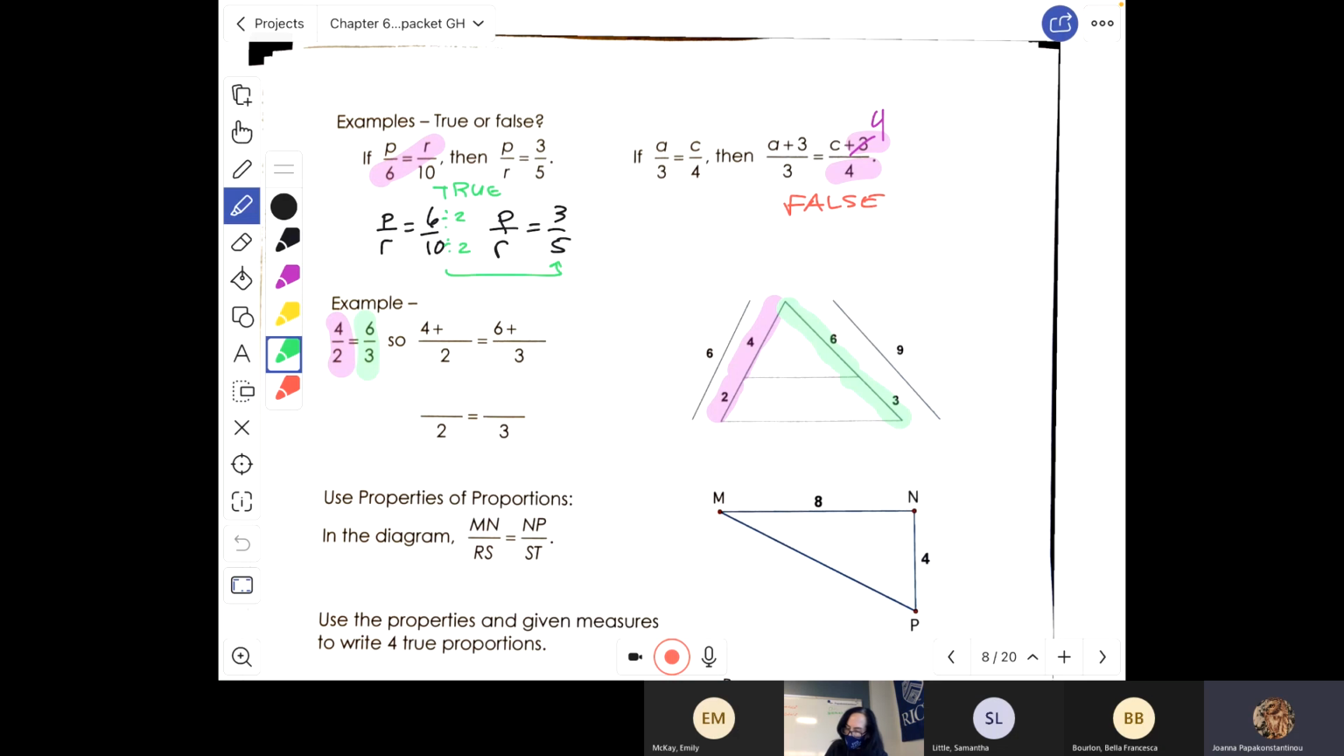So I could say 4 plus 2 gives me what? 6 over 2 equals, and what am I going to add to the second one? 3, which gives me 9. And is that a true proportion? Yes, the two sides are equal. They both reduce to what?